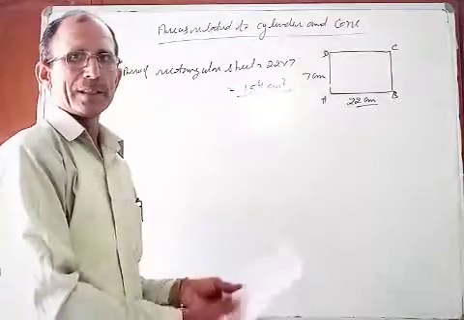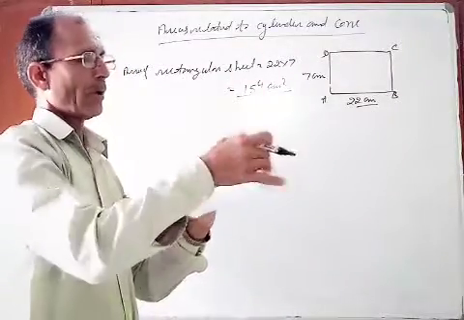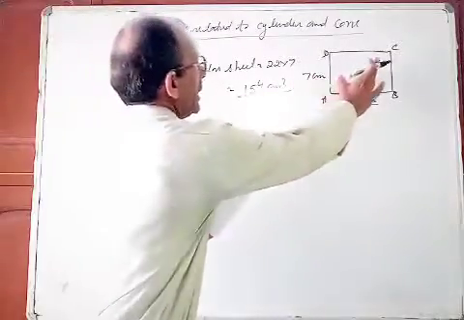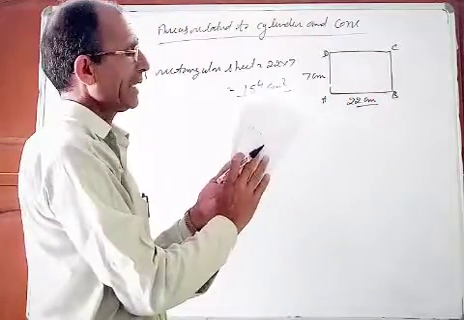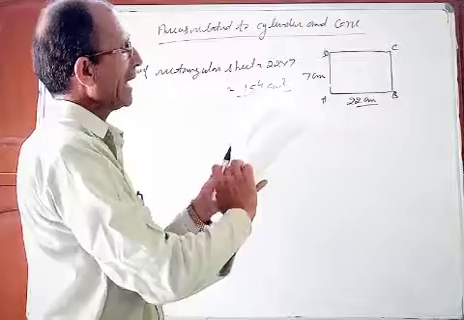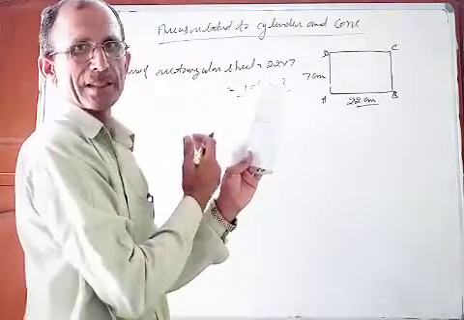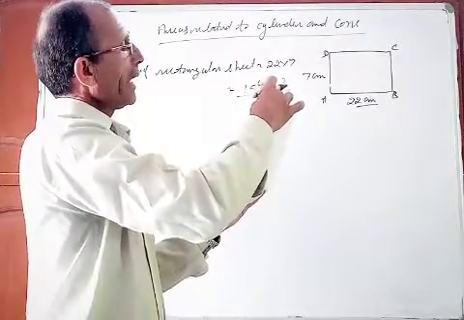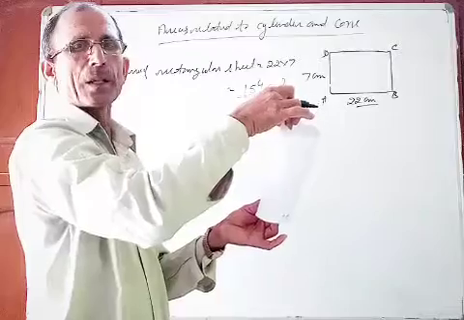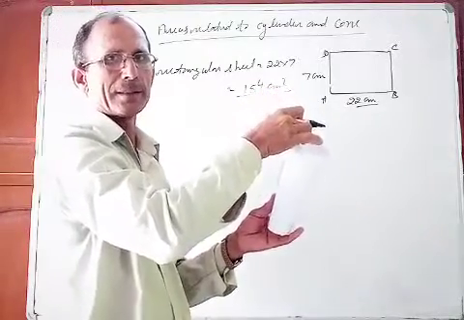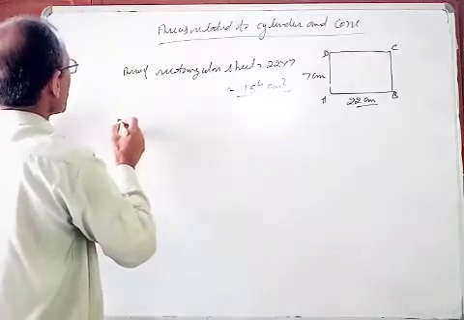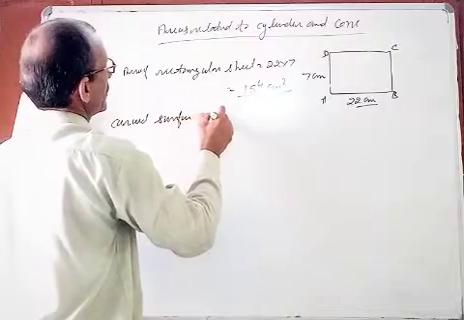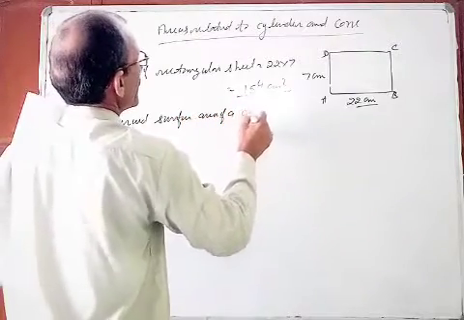Now this sheet is rolled in the form of a cylinder. So try to understand: this area of the sheet gives the curved portion of this cylinder. So the area of the rectangular sheet will be equal to the curved surface area of a cylinder.